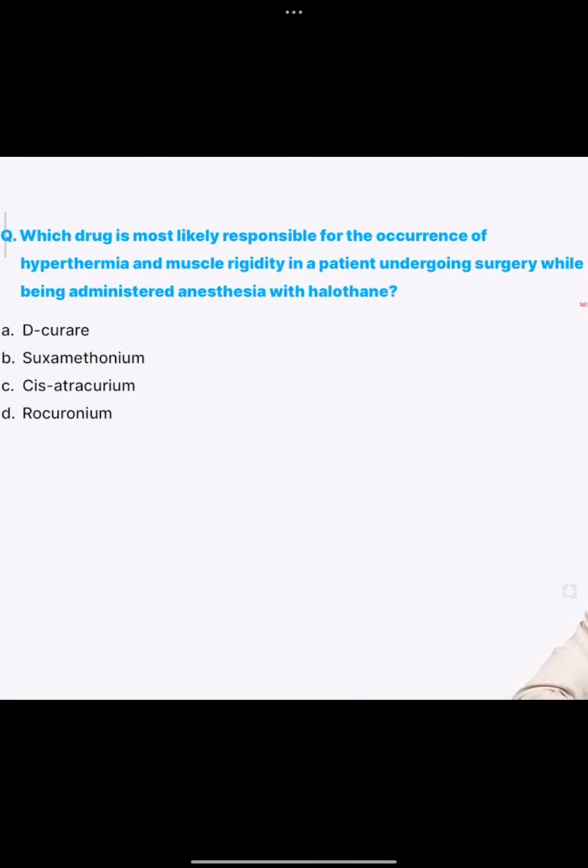Remember, he is given the options D-tubocurarine, succinylcholine, cisatracurium, and rocuronium. I told you malignant hyperthermia is commonly caused by all inhalational agents, and in the muscle relaxants, it is always succinylcholine that can cause malignant hyperthermia. Halothane itself can cause it. Apart from that, in the muscle relaxants, it is succinylcholine that can cause it.